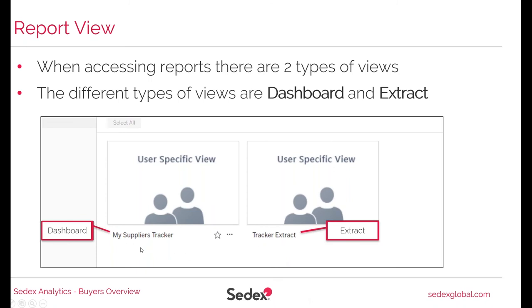But the key thing at this point is, how do I identify which one's a dashboard and which one's an extract? Apart from just clicking onto it and seeing the difference, before you click onto it, you can tell: if it doesn't say anything after it and just has the title of the report, it's the dashboard. If it says extract next to it, it's the extract.